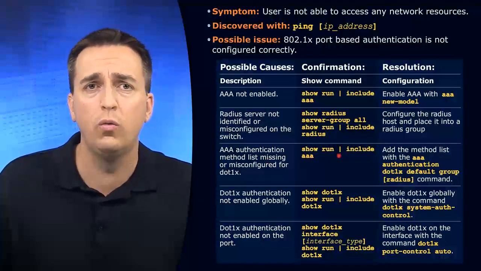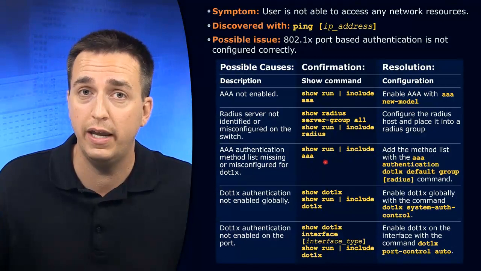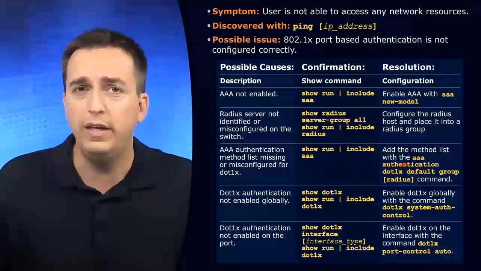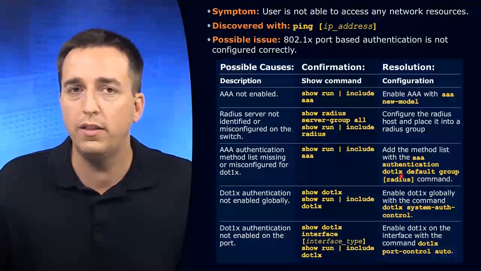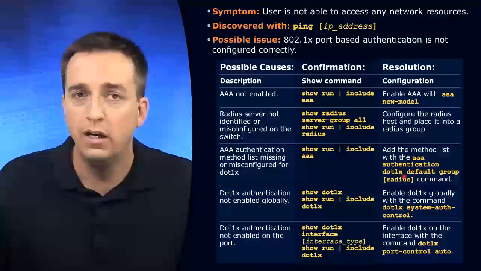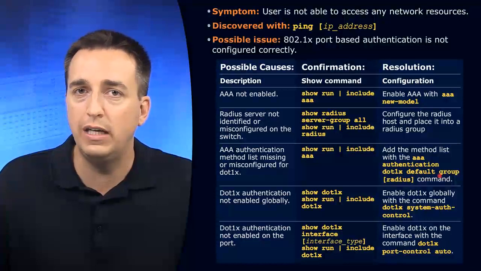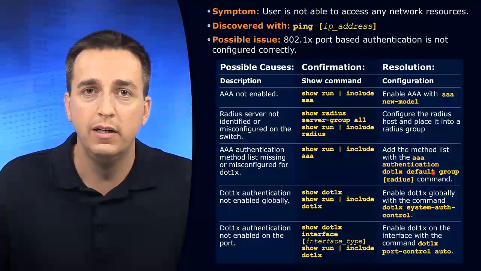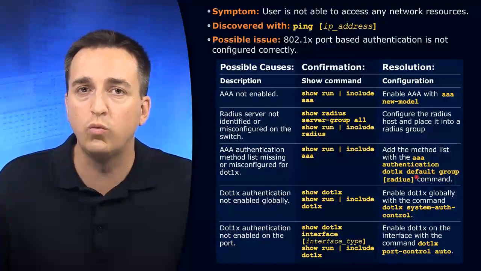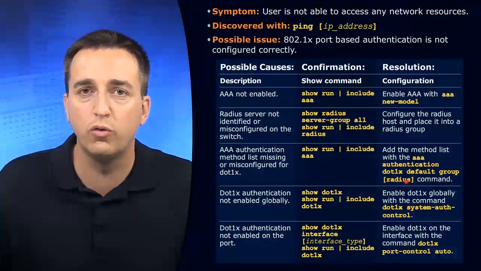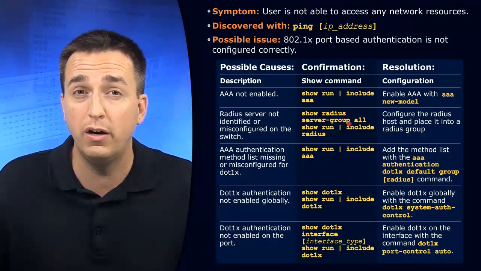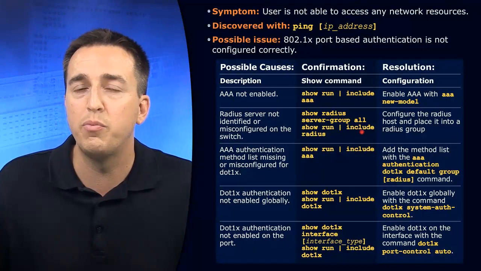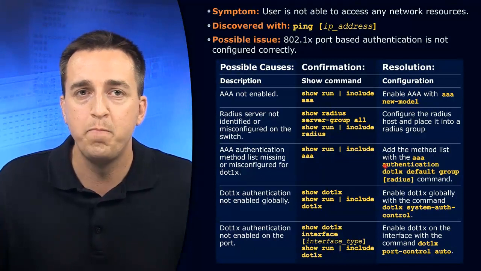We can do that with the show run pipe include AAA command again. And we're looking for the method list that has .1x listed. So aaa authentication dot1x, and in this case, it's just the default keyword that's being utilized for the method list, and then group radius. So which radius servers are being utilized? So we want to make sure that the radius server group matches the radius servers in the group that we have configured up here. If they don't match, then we're going to have a problem with authentication.